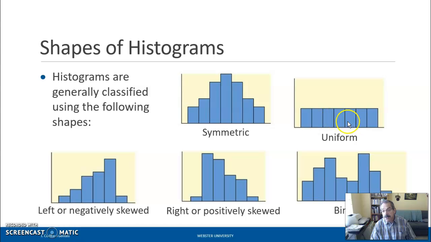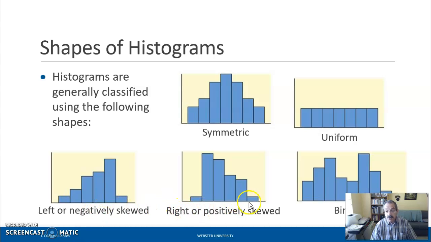This is another symmetric histogram, but the difference is that all the bars have approximately the same height. This is called a uniform shape, because the frequency is uniform across the different classes. Also, we have what is called the left or negatively skewed histogram. In this case, the bars descend towards the left or towards the negative numbers. And that's why it's called the left skew or the negatively skewed histogram.